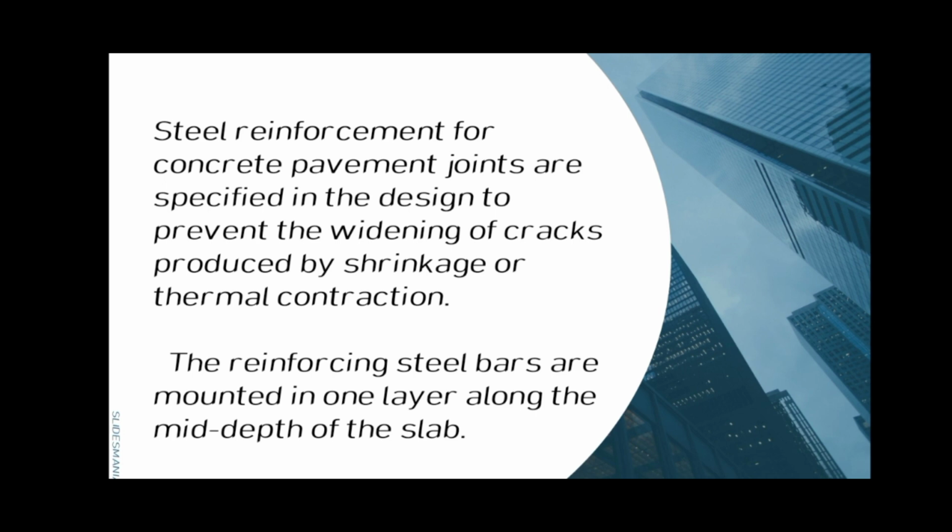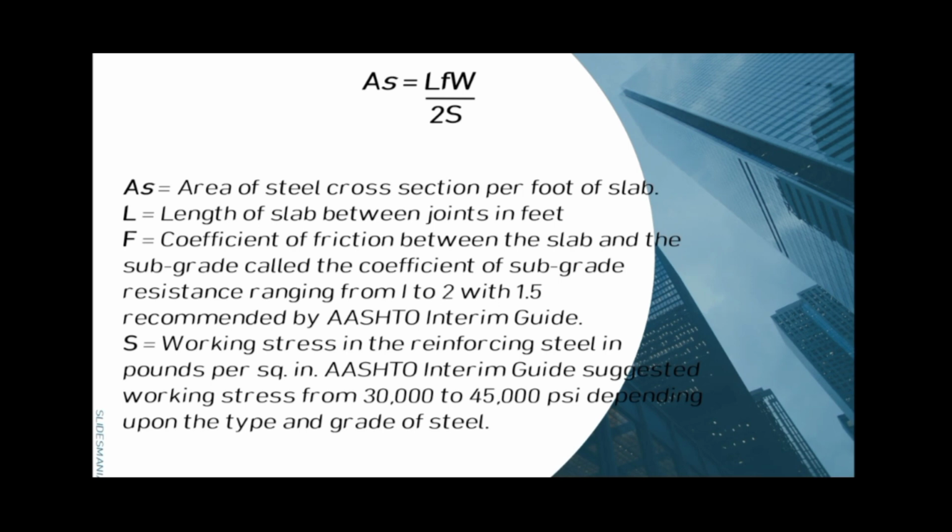The formula used in designing this reinforcement for concrete slab joint is A sub S equals LFW over 2S. A sub S is the area of steel cross-section per foot of slab. L is the length of slab between the joints in feet. F is the coefficient of friction between the slab and the subgrade, called the coefficient of subgrade resistance, ranging from 1 to 2, with 1.5 recommended by the AASHTO interim guide. S is the working stress in the reinforcing steel in pounds per square inch.